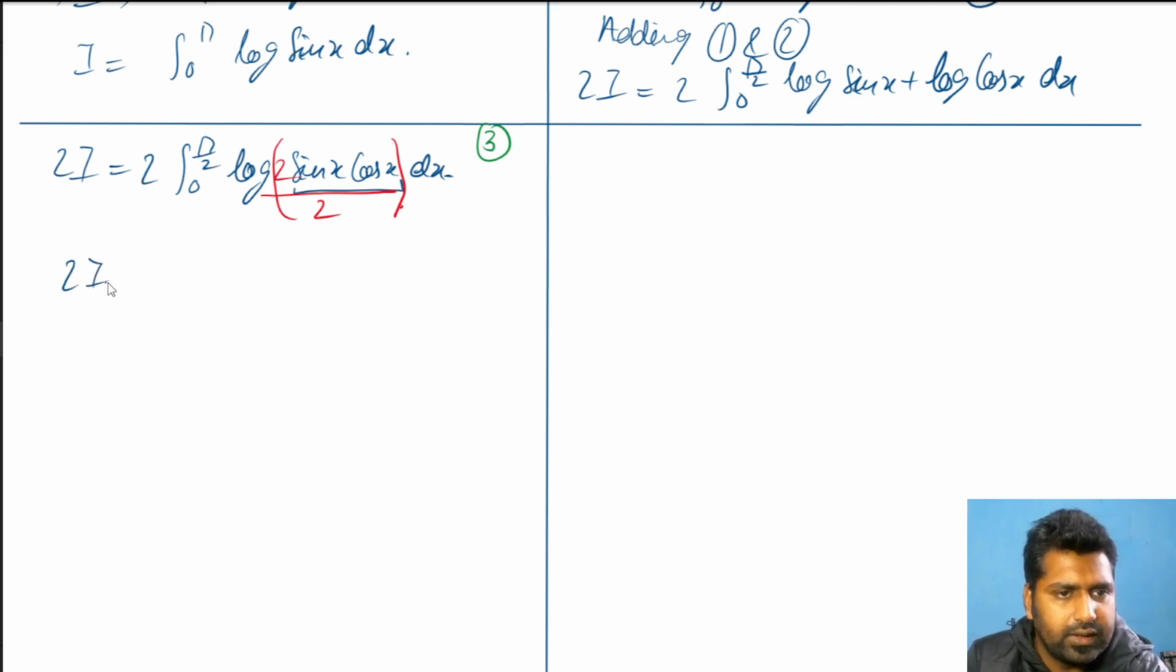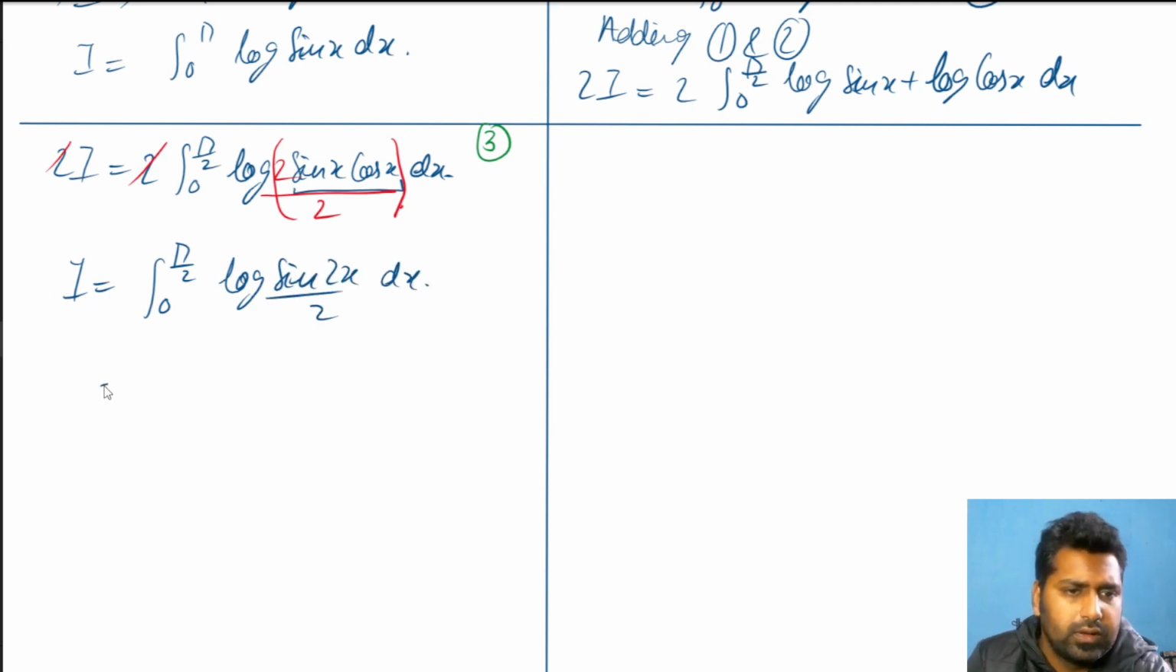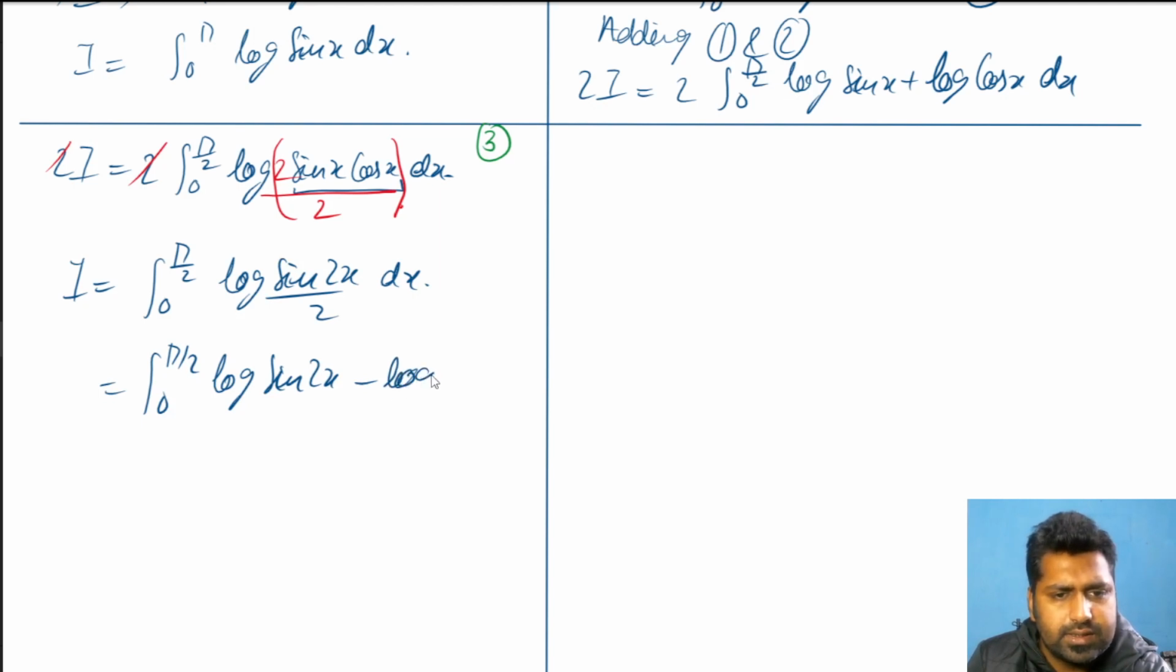So 2I is equal to 2. Let's cancel this 2, otherwise it's going to take a long time to solve. So cancelling 2 and 2, I is equal to integral 0 to pi by 2, numerator becomes log sin 2x, denominator becomes 2. So integration 0 to pi by 2 log sin 2x minus log 2. In subtraction it becomes division, so division becomes subtraction of log.